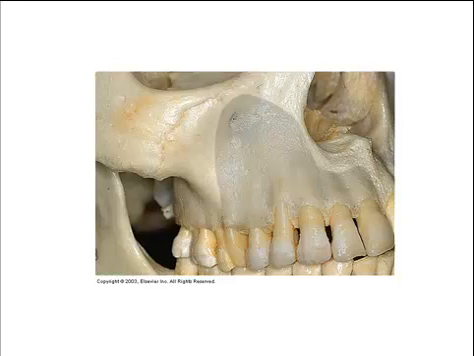So with the IO, what does the IO innervate? Well, it innervates the pulp, buccal gingiva, buccal bone, and periodontal ligaments of the central, lateral, canine, first premolar, second premolar, and the mesial buccal root of the first molar.